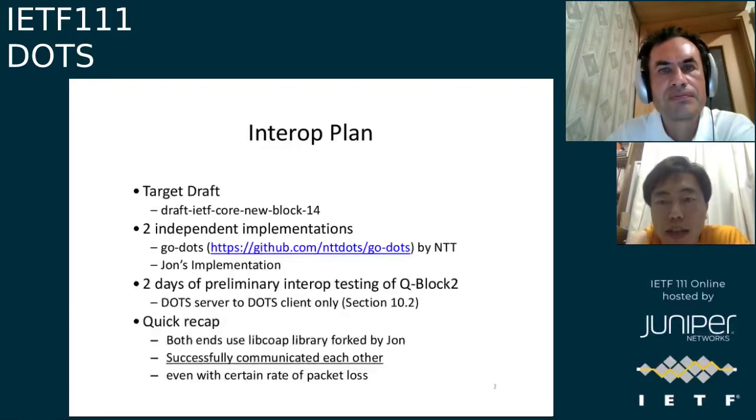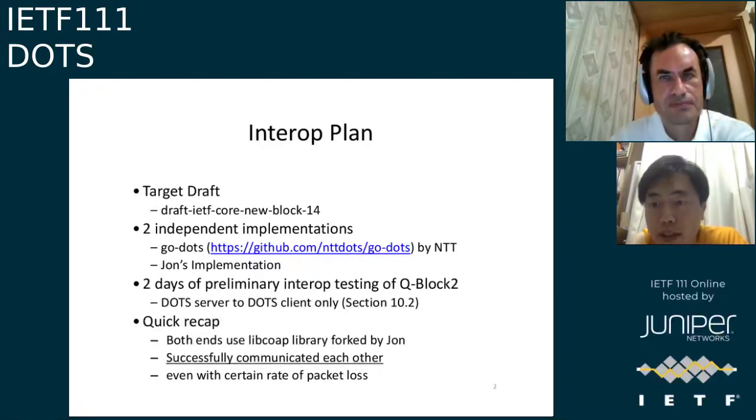So here's the plan. The target draft is the latest version of draft-ietf-core-q-block. The interoperability was tested between two entities. One side is from me, Go-DOTS, which is an open source DOTS implementation by NTT. The other is from John. The testing scope was preliminary but a successful giant step for Q-Block implementation. We mainly tested the cases of Q-Block2, which is a bulk communication from server to client, described in section 10.2 of the draft.